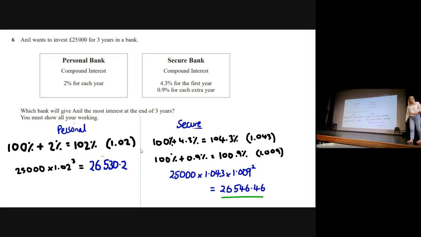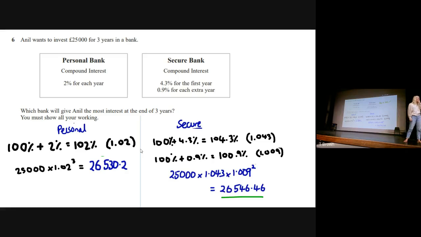Now, you'd think that that would be enough for full marks, but they've asked you a question. And they can't expect you to know that that is bigger than that, even though we obviously know that that is bigger. Because they've asked you a question, you need to answer them. They have said, which bank will give Anil the most interest? So we need to say the secure bank. Okay.